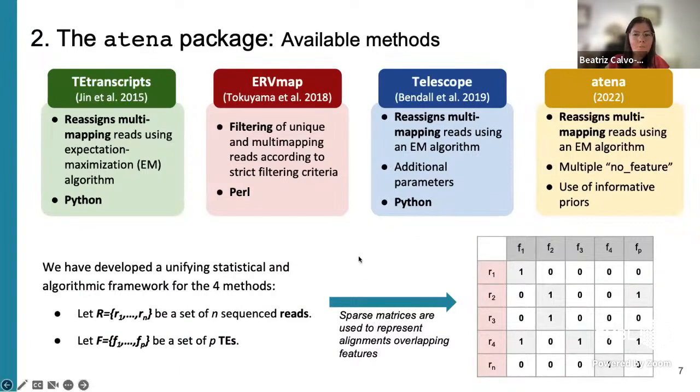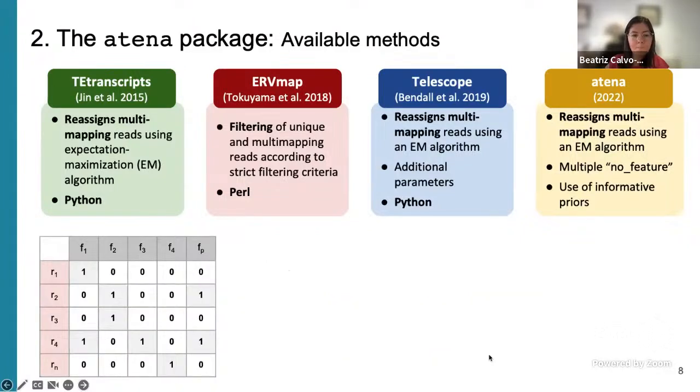So each of the 4 quantification methods uses a specific algorithm. However, to implement them in R, we developed a unifying statistical and algorithmic framework, which basically is: let R be a set of N sequence reads and F a set of TEs. We use sparse matrices to represent alignment overlapping features in a way that if a read overlaps a feature, the value of the cell is 1, and if it doesn't, the value is 0.